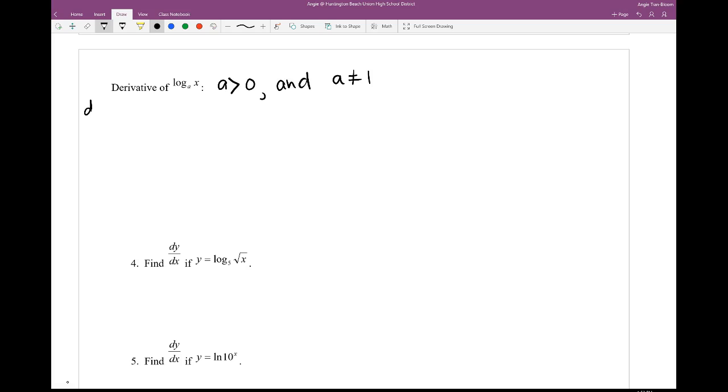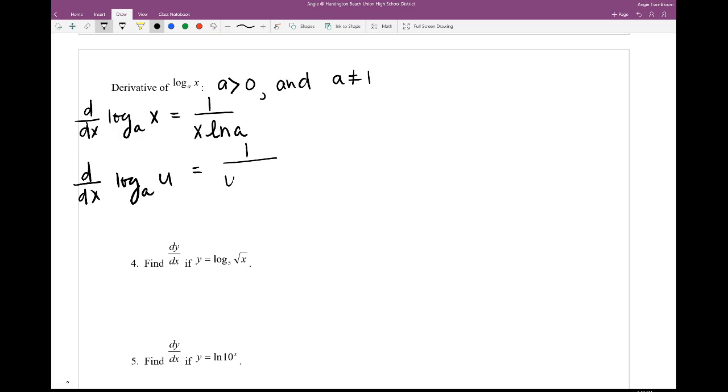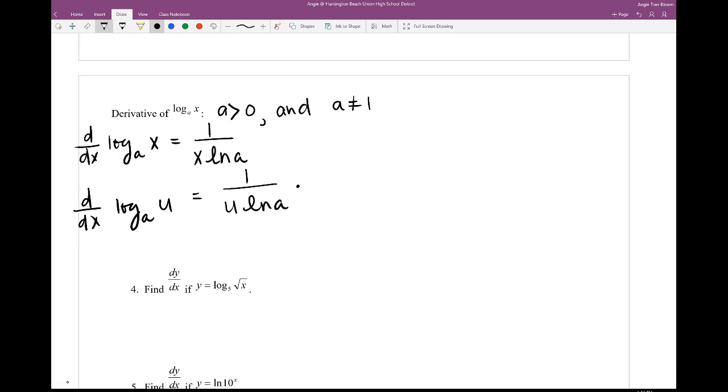So let's start with the derivative with respect to x. What if I write log base a of x? Then the derivative of log base a of x is 1 over x times natural log of a. But what if I use u substitution? The derivative with respect to x of log base a of u is equal to 1 over u times ln of a, remember a is your base, times u prime. So keep that in mind.